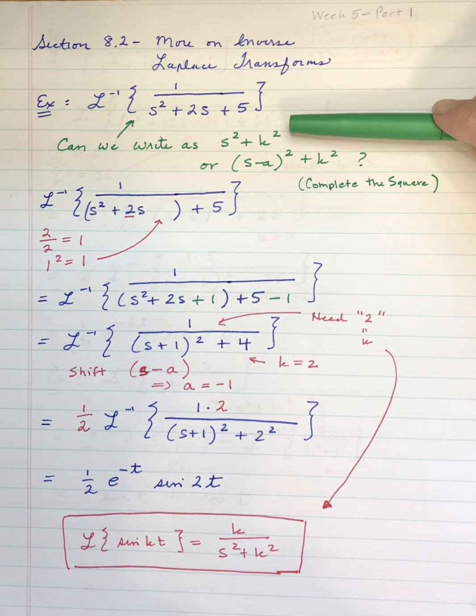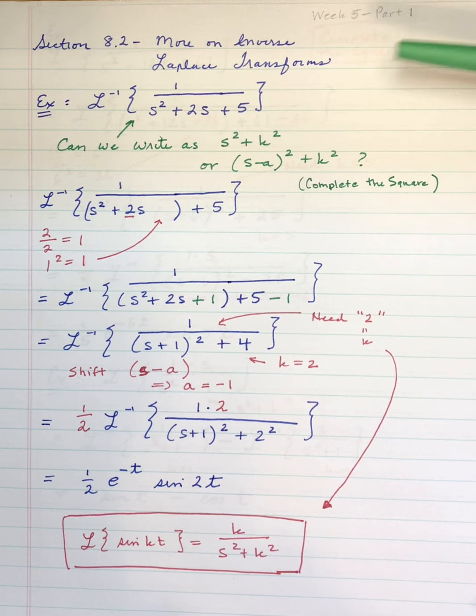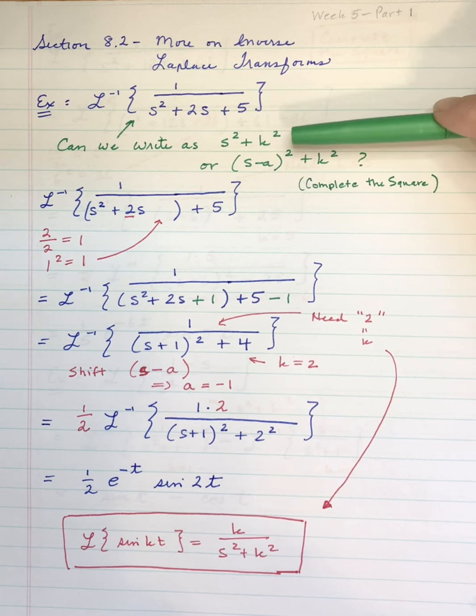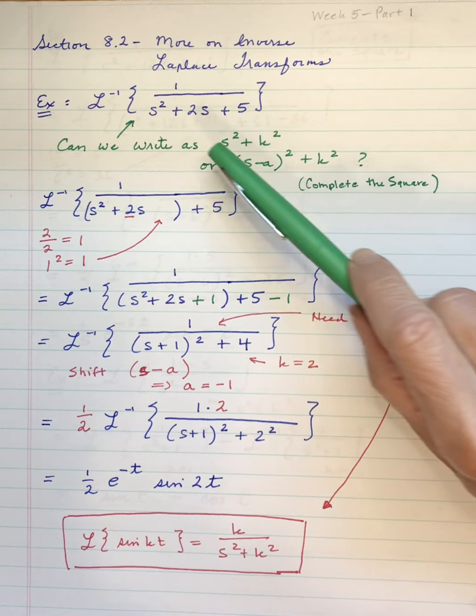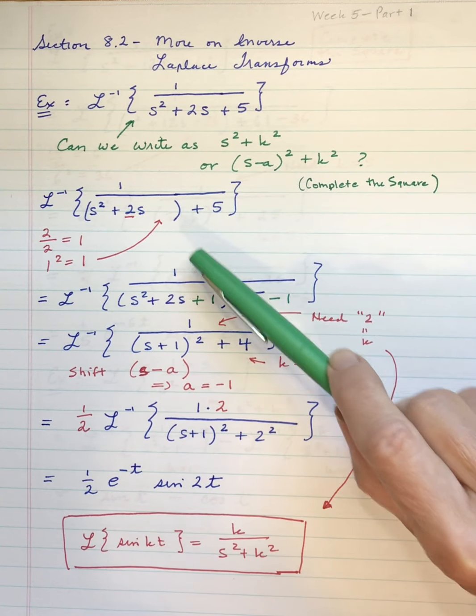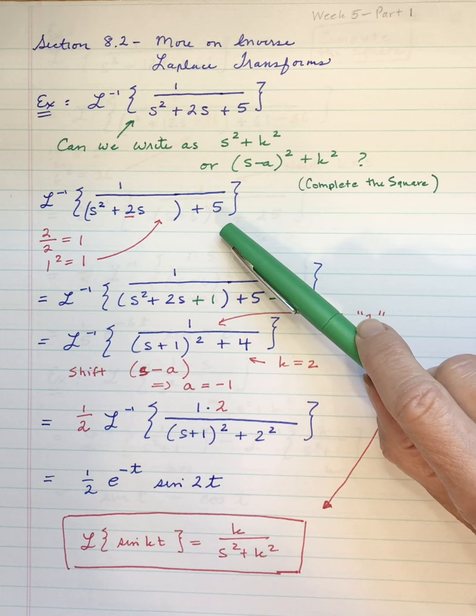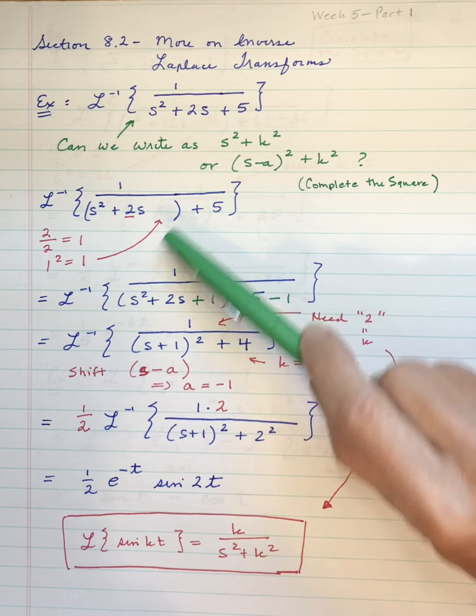But can we rewrite it so that perhaps we have a shift in the argument for s, so an s minus a squared? And the answer is yes. We just need to complete the square. So here's the trick. We're just going to group the s squared plus 2s together, and we'll move the 5 outside the parentheses. Then we just carry out completing the square with the part inside the parentheses.